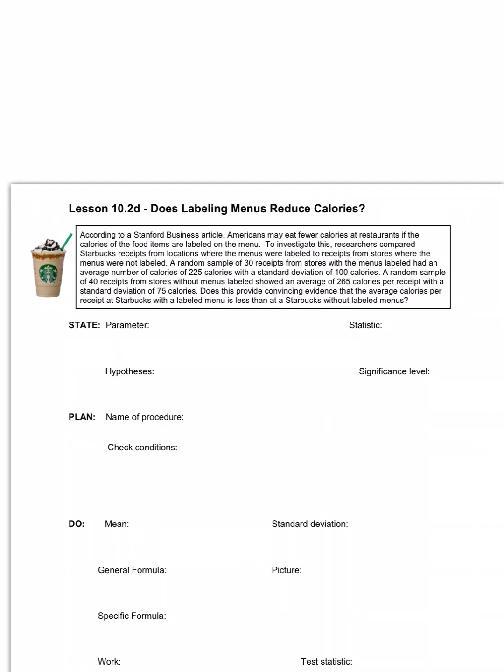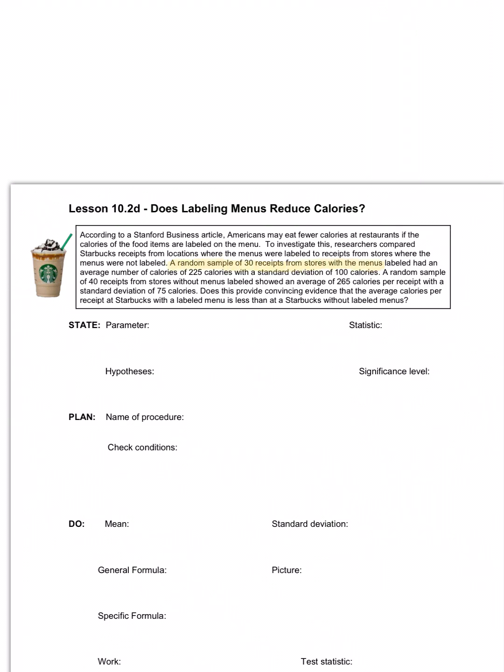According to a Stanford business article, Americans eat fewer calories at restaurants if the calories of the food items are labeled on the menu. To investigate this, the researchers compared Starbucks receipts from locations where menus were labeled to receipts from stores where menus are not labeled. A random sample of 30 receipts from stores with the menus labeled had an average, so I'm going to start highlighting this a little bit.